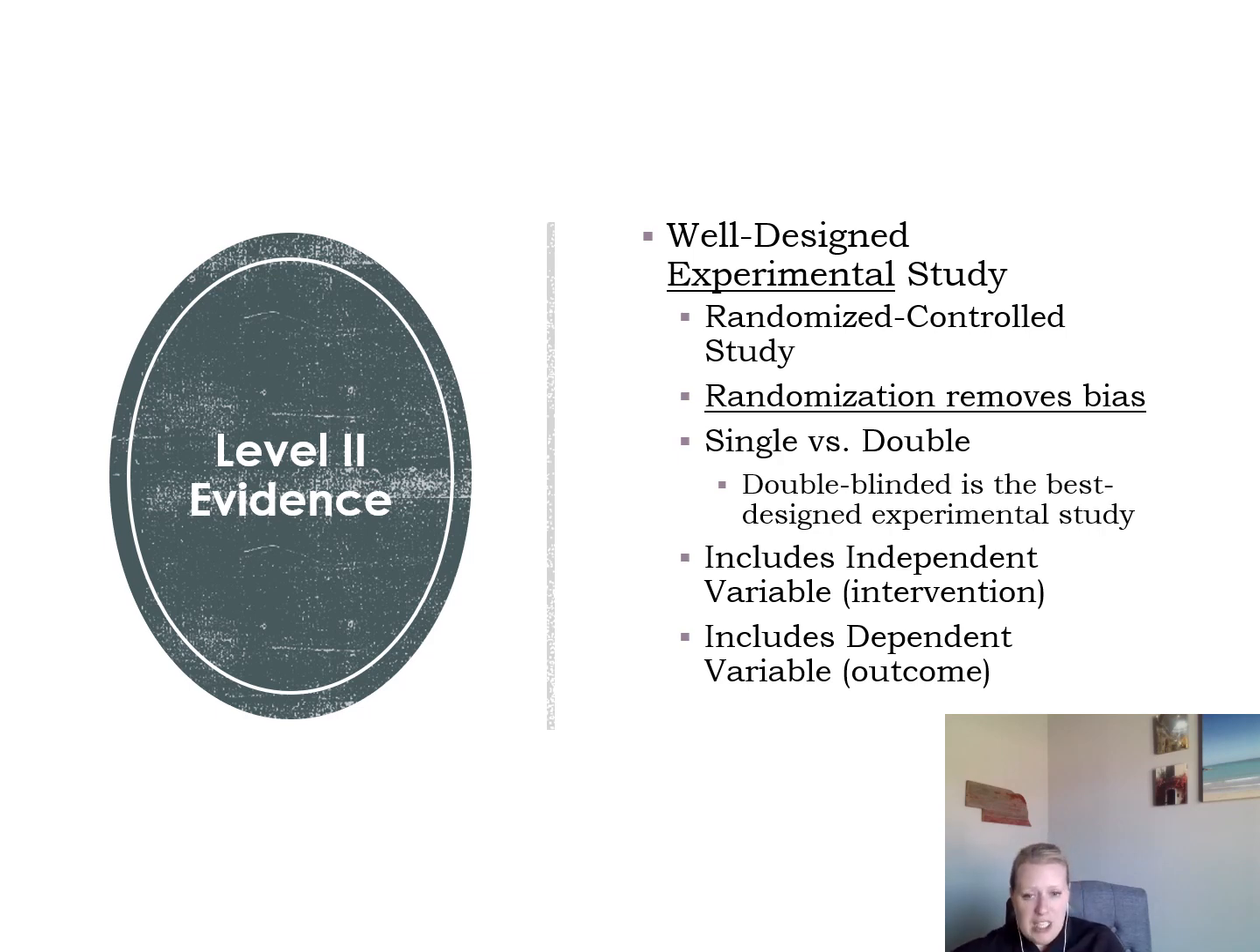So some fancy words: independent variable is the intervention. So they both have the letter I at the beginning. So for future reference, when you're learning about independent variables, that's the intervention. And then the dependent variable, that's really your outcome. So what you're looking at. So the intervention would be exercise, and the outcome would be weight loss.